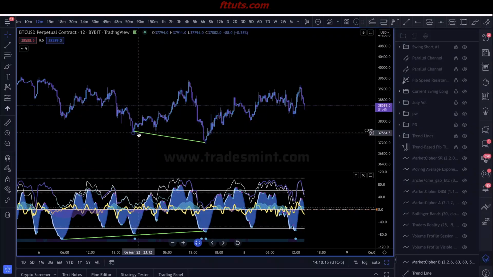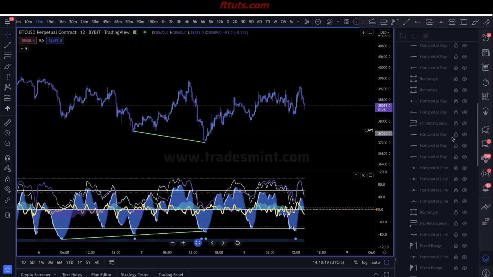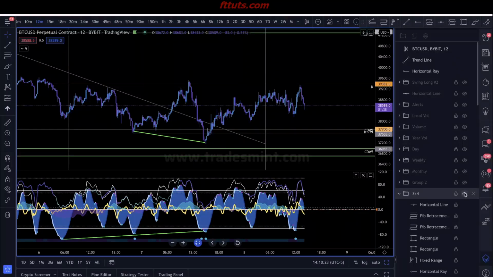We had very strong support down here. It was a weekly level. If we turn on our levels on the chart right here, we can see that it was a weekly and a daily level right here. And then we came down and we lost that level.